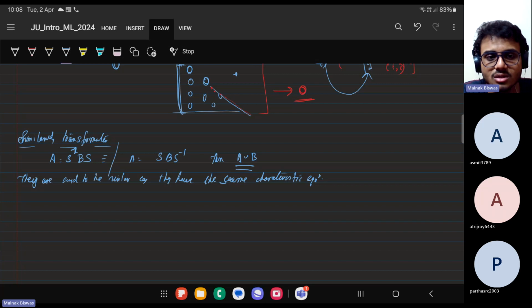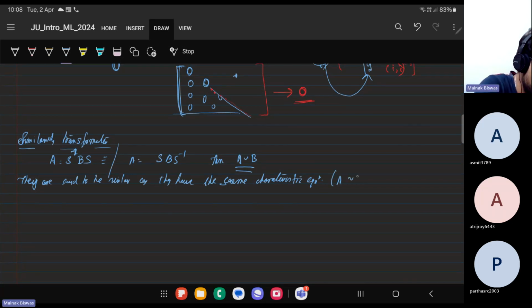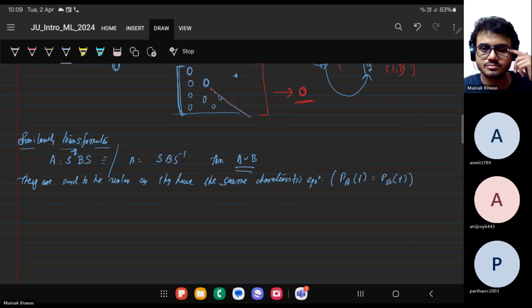Is it clear, Partho? Am I audible though? We'll see why it is the case, but is the statement clear? A and B have the same characteristic equation. Let me write it mathematically. Is this okay? Yes.